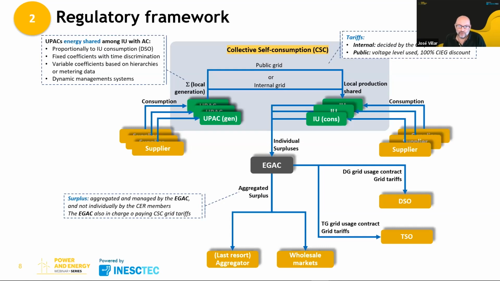If we look at the collective self-consumption, the main difference is that we have several consuming units and several producing units. The idea is the same. This generation is used by these local consumption units, and the public grid or an internal grid can be used. In the case of the Portuguese regulation, there is a need of having this GAC entity, which is the entity that makes all the relationship with the other entities of the market, the DSO, and manages also the aggregated surplus, and has also to set up contracts in case this surplus is to be sold: for the use of the grids with the DSO, and with the DSO in case it sells this in the wholesale market.